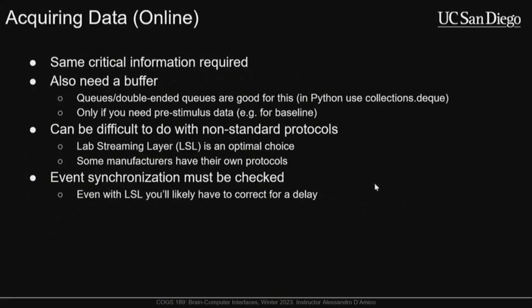And then acquiring data online is a whole other kettle of fish. It's pretty hard if you're working with some non-standard data, but you need the same amount of critical information, so you still need to know event labels, when they occur, the sampling rate, and channel locations. When you're working online, you typically need a buffer. This is because of baseline correction, which I'll talk about right after this.